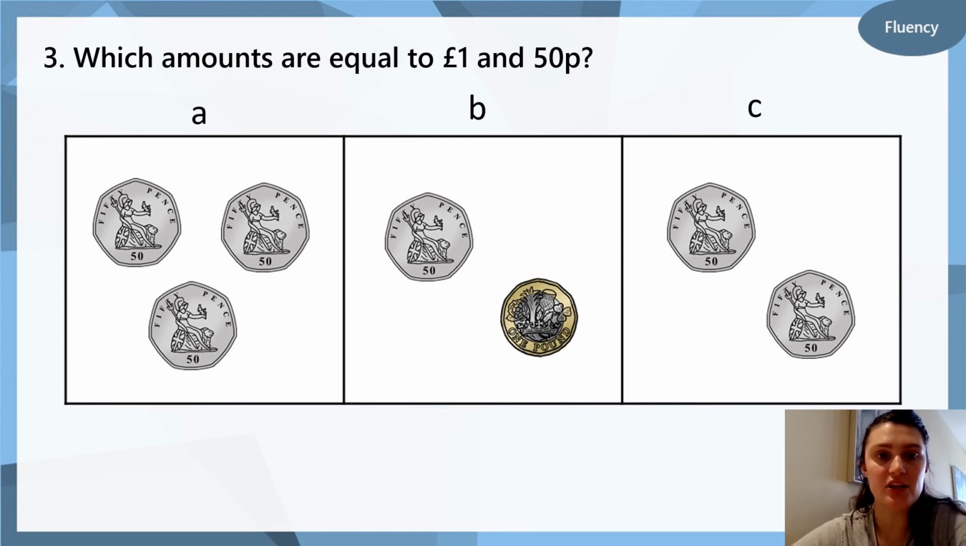Question 3. Which amounts are equal to £1 and 50p? So which of these are equal to £1 and 50p? I forgot to tell you, when we get to 100p, that becomes £1. So you could have 99p, but once you get to 100p, we wouldn't say you have 100p, we would say you have £1. Then if you had one more penny, it would be £1 and 1p, and then £1 and 2p, £1 and 3p, £1 and 4p. And then when you got to £1 and 99p, the next one would be £2. So have a look which amounts are equal to £1 and 50p.